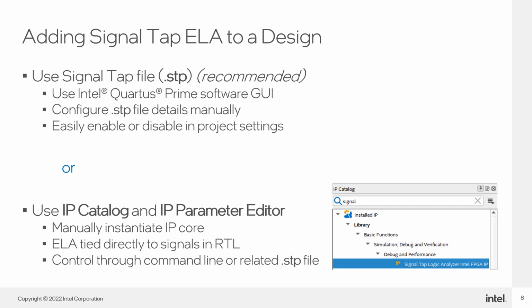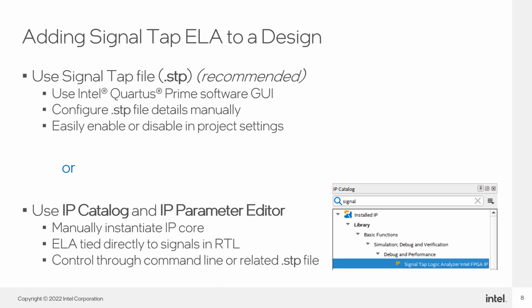The other way to add the logic analyzer is to create it as an IP instance using the IP catalog and IP parameter editor. The Signal Tap IP is found in the Basic Functions category of the IP catalog under Debug and Performance. The IP parameter editor for the logic analyzer allows you to adjust all the basic parameters needed to create a single Signal Tap instance. The resulting output from the parameter editor then needs to be either instantiated in the design, with the signals to tap specified in the port mapping, or added as a component in a Platform Designer system design. The ELA implemented in this manner can be controlled from a command line or by creating a related STP file using the option shown.